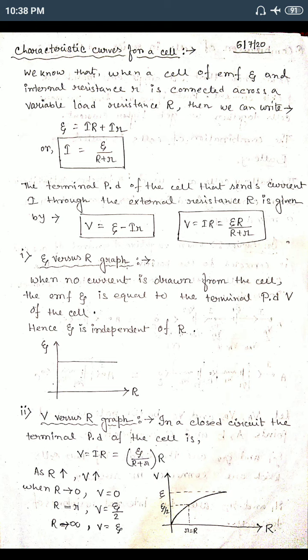So if we put these values on the graph, we see the nature of the graph as shown in this figure. When R equals small r, V is E by 2, that is half of the EMF. And we get the maximum, where the terminal voltage is equal to the EMF, when R tends to infinity. Clear? Okay.